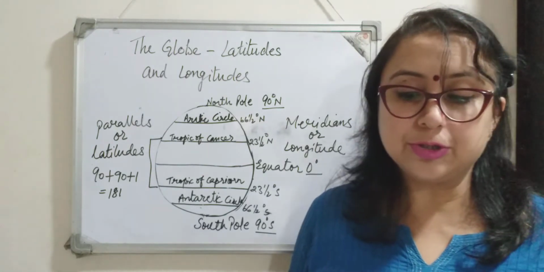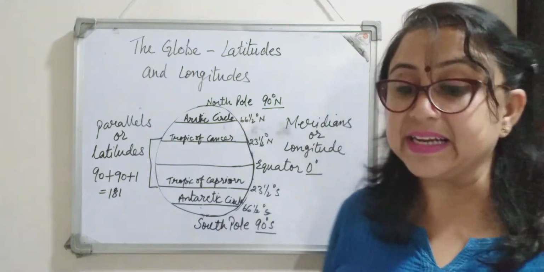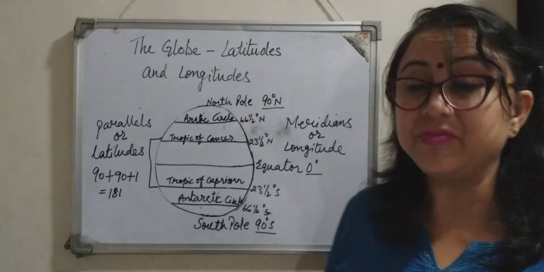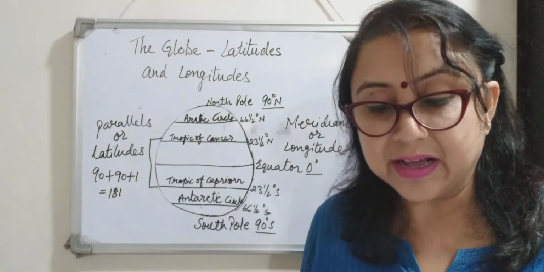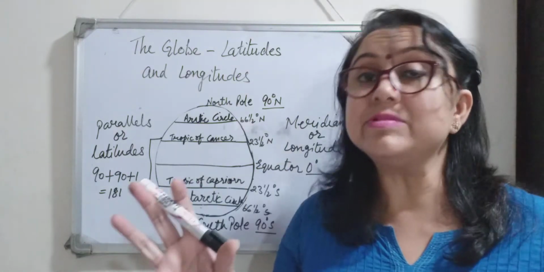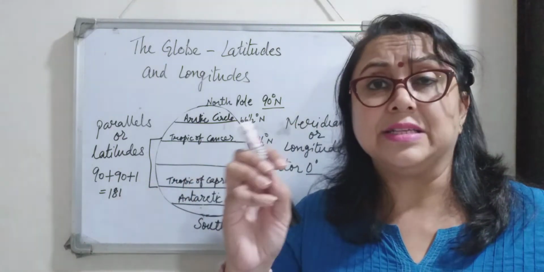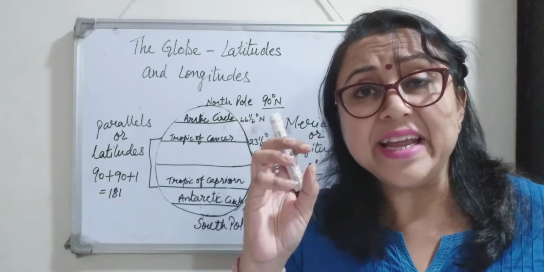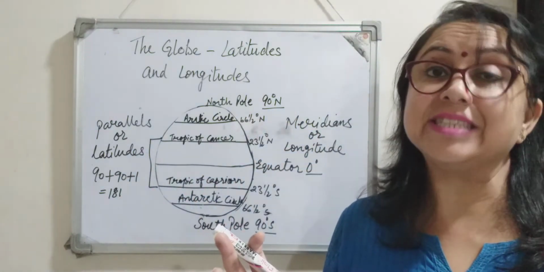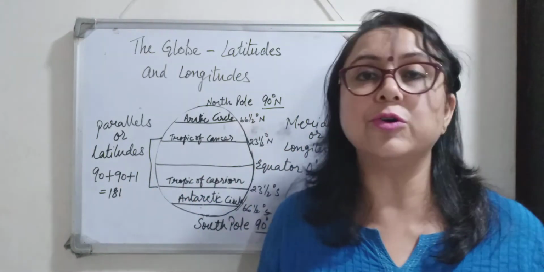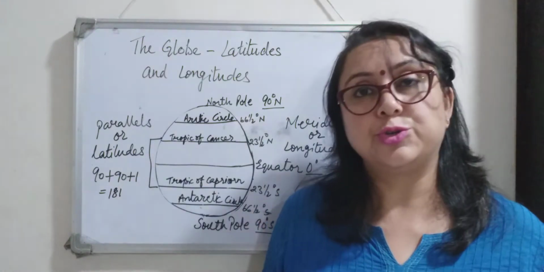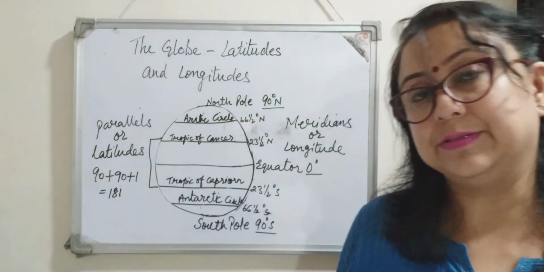So both frigid zones are located at the greatest distance from the sun. These areas receive extreme slanting rays, very faint rays of the sun, and therefore they are cold throughout the year, right?